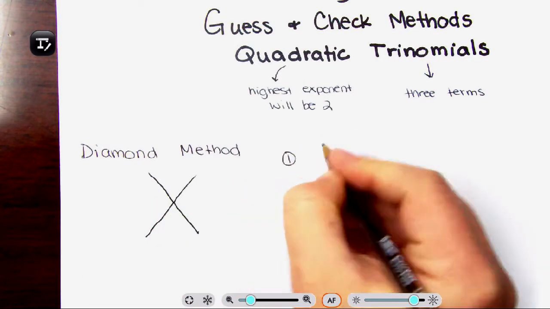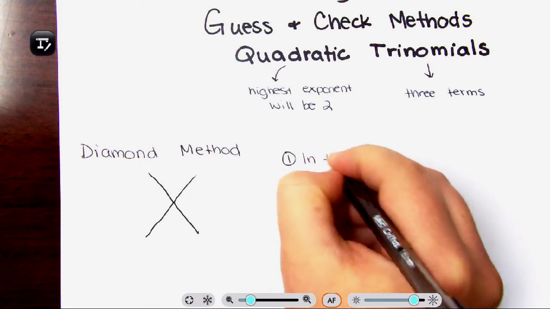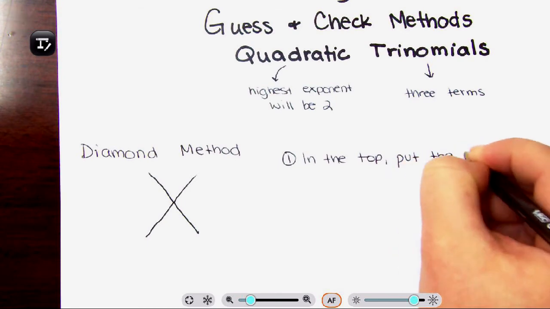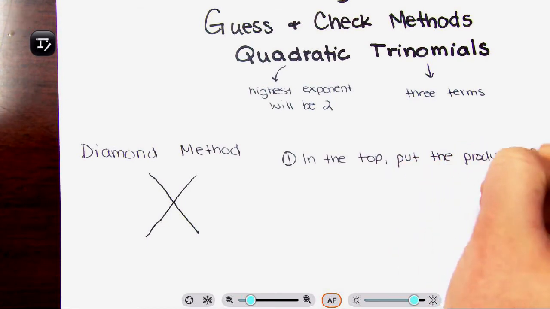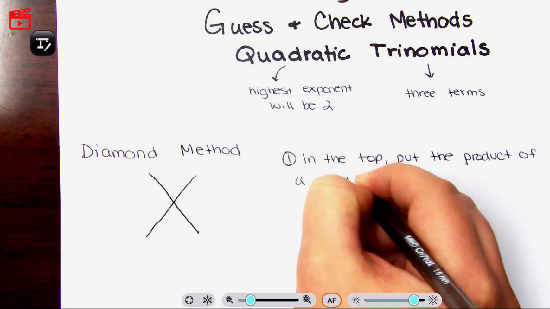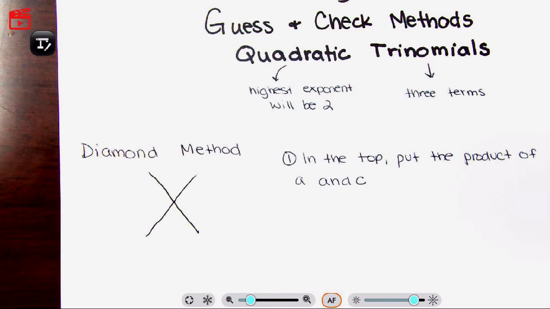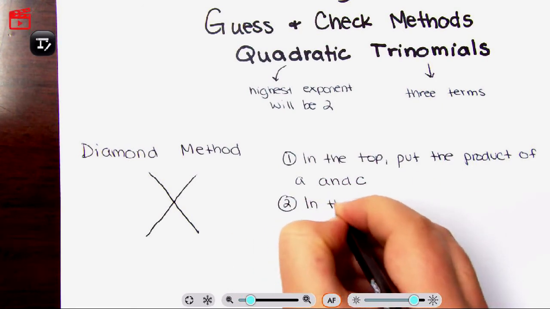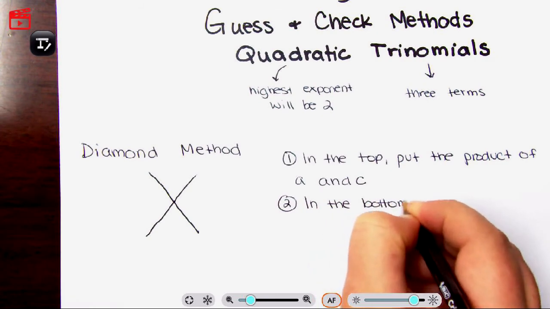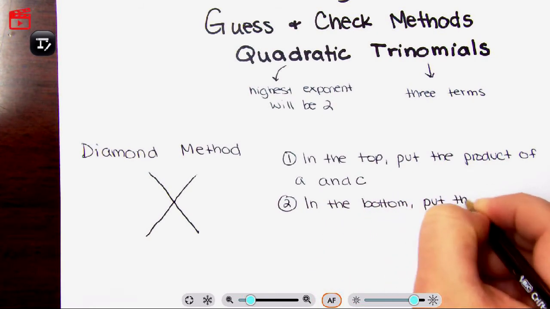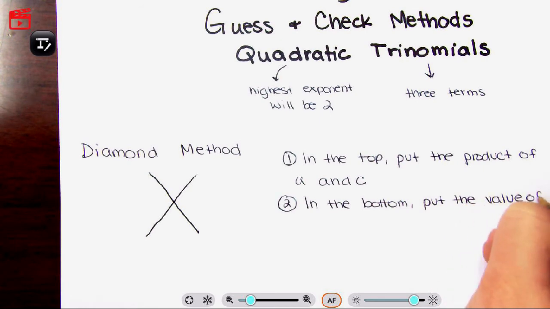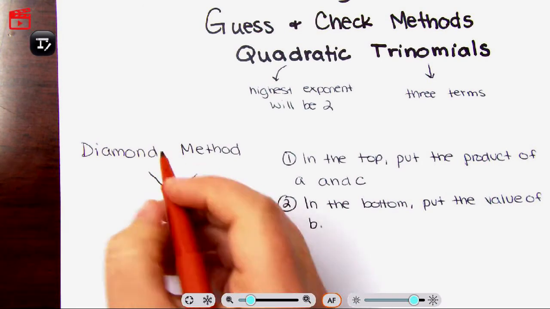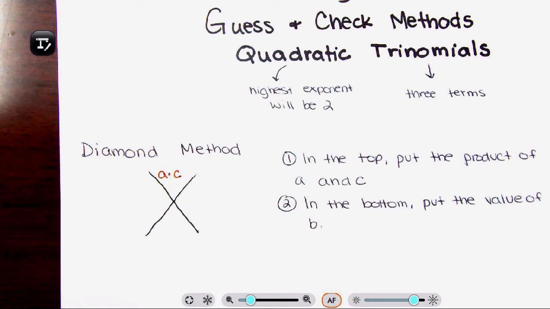So these are your steps. Step number 1, in the top, put the product of A and C. Again, all of this will make sense when we do an example. Step number 2 is in the bottom, put the value of B. So what we have right now is A times C on top, and this is B.